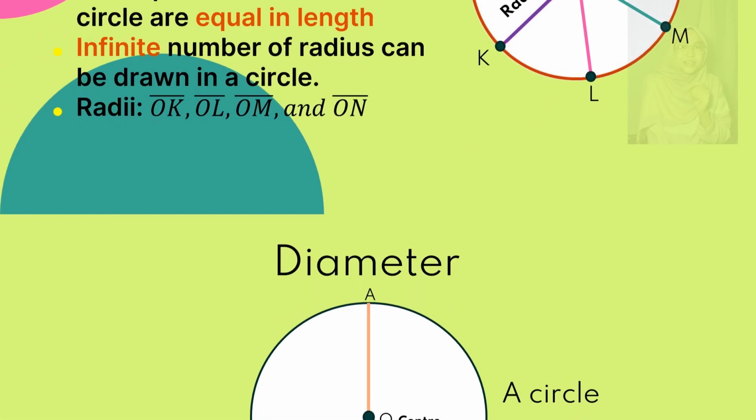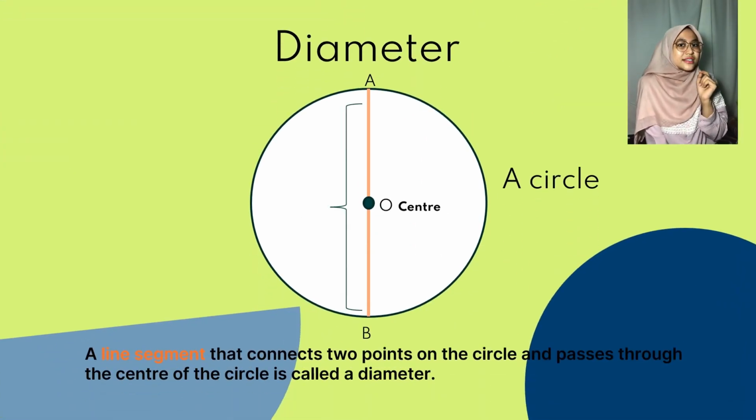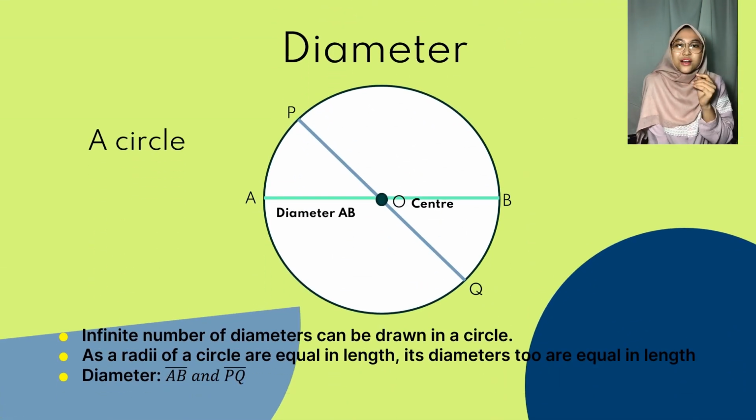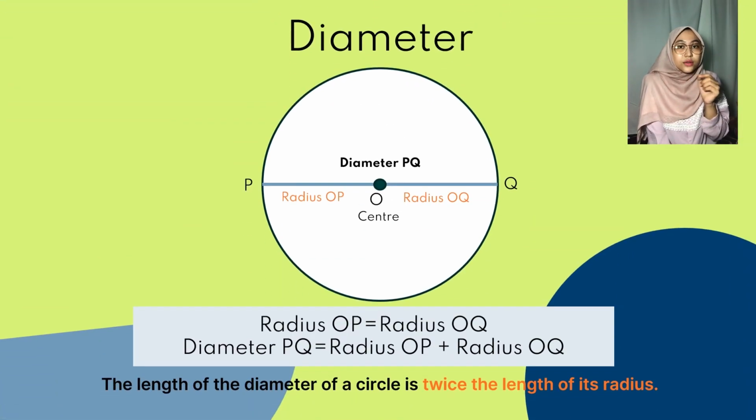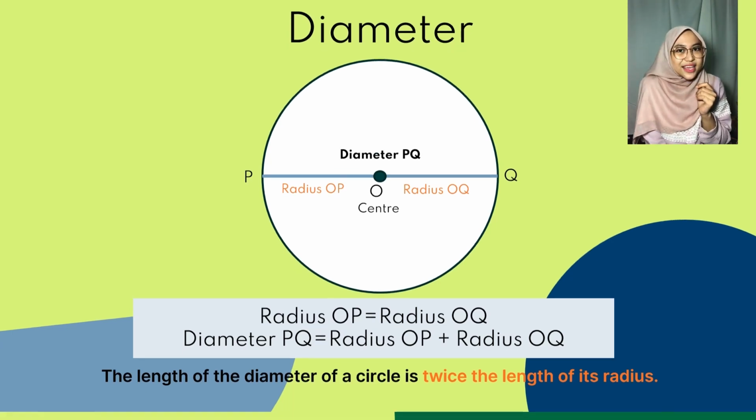Third, diameter. A line segment that connects two points on the circle and passes through the center of the circle is called a diameter. Infinite number of diameters can be drawn in a circle. As the radii of a circle are equal in length, its diameters too are equal in length. Diameters of the circle are AB and PQ. Radius OP equals radius OQ. So diameter PQ equals radius OP plus radius OQ. The length of the diameter of a circle is twice the length of its radius.